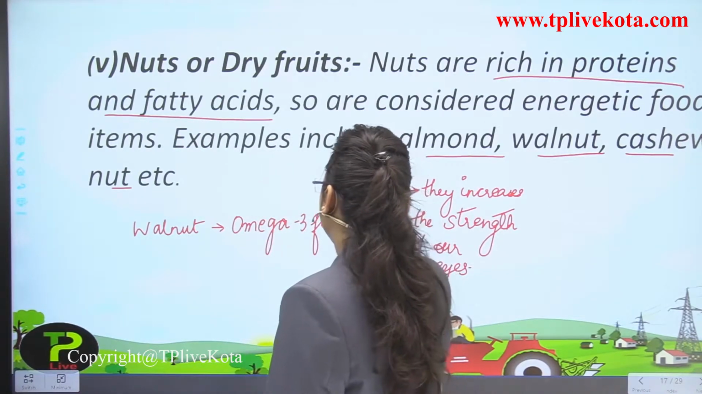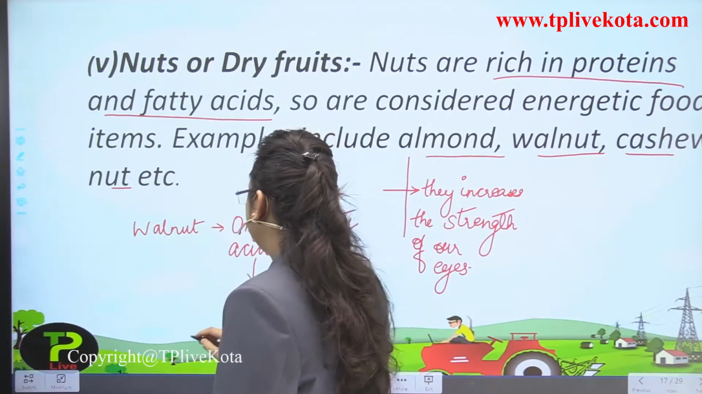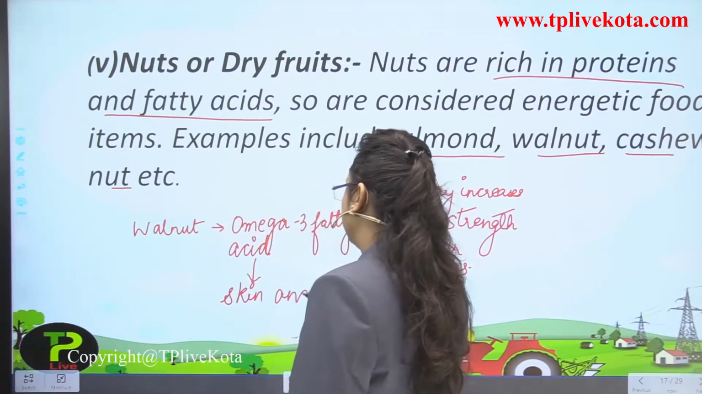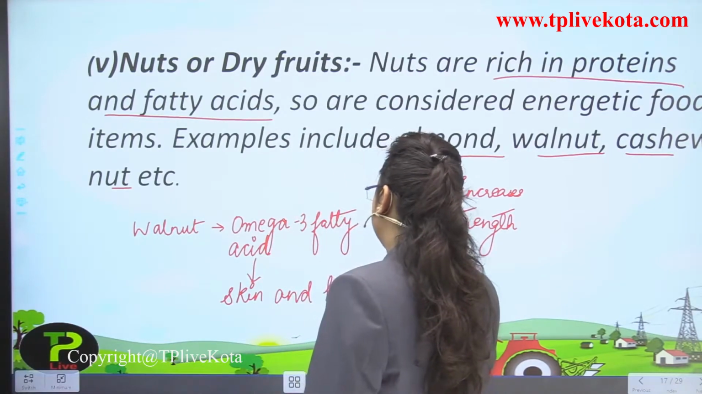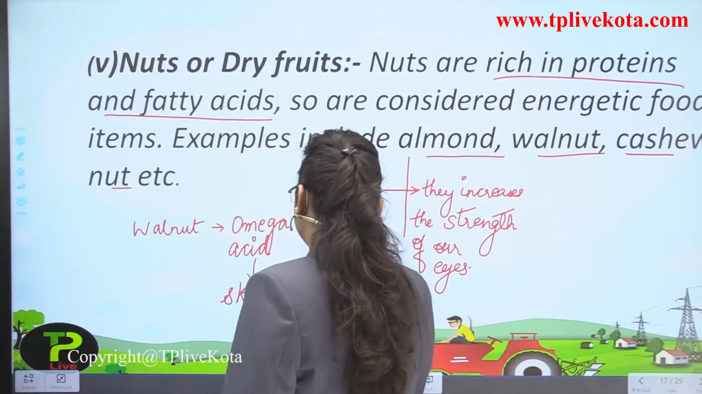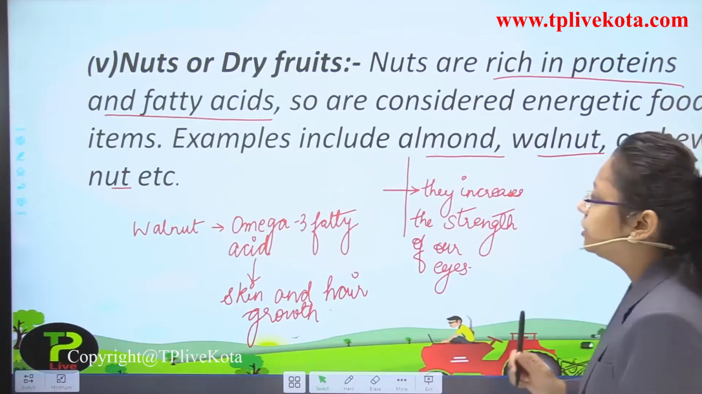And this type of component is required for the proper development of our skin and hair growth. So you should eat one walnut daily, okay, for the proper functioning of your skin and hair. Now the last part, that is cashew nut.